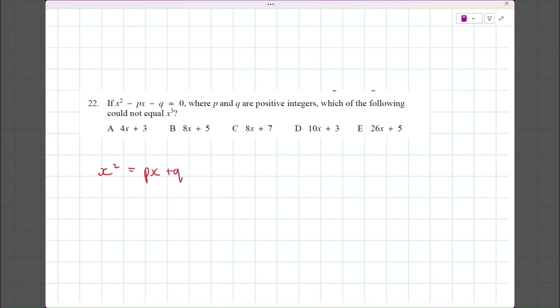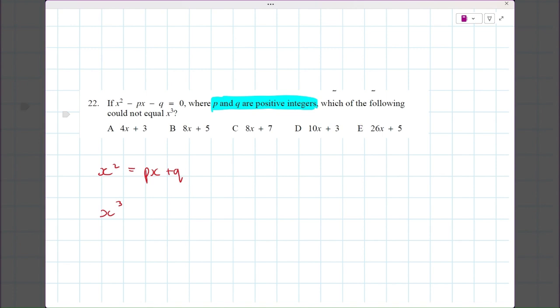Now, we want x cubed, but we want it in a linear form. So what can we do to get x cubed as a linear function? What we should see, and we note again, we've got this p and q positive integers, so we're thinking some sort of factorization probably. It might be that the constant term that you get is something like p squared q, and you look at in fact, all of the constant terms, interestingly, are prime, aren't they? But if we look at the coefficients of x, we've got 4, 8, 8, 10, 26. So they can all be factorized.